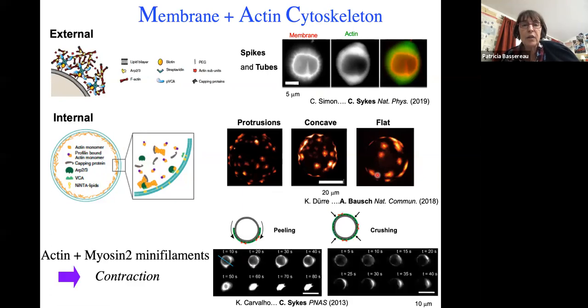And I wanted to mention some work done by Cécile Sykes a few years ago, where she was also able to incorporate actin myosin mini filaments, and she was able to induce some contraction. And as you can see here, some cracks in the cortex or some contraction of the vesicle. So this is a lot of systems which should be developed in the future as well.